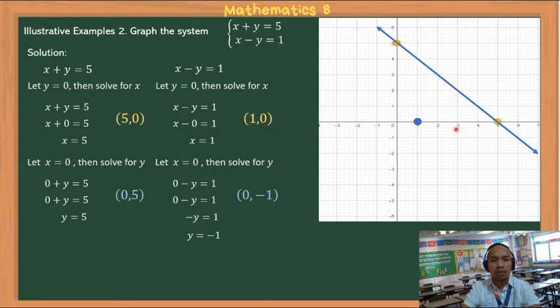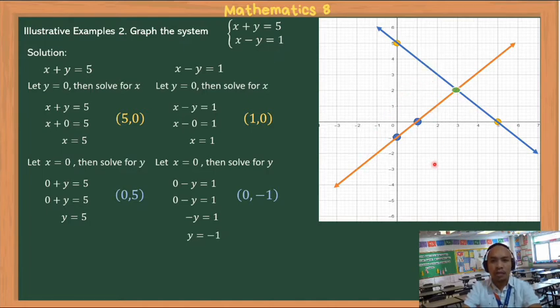Second equation, so that would be this point. Secondly, if x is 0, y is negative 1, so that would be the bottom point. Connect these two points, and we now have the graph of the equation x minus y is equal to 1. Where do these two lines intersect?